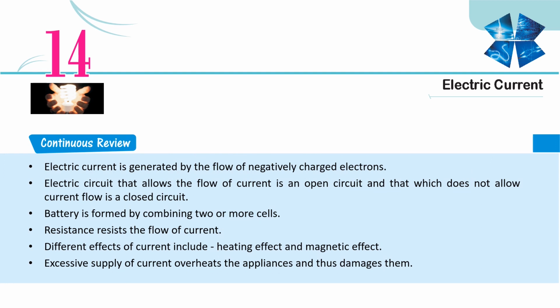Continuous review. Electric current is generated by the flow of negatively charged electrons. Electric circuit that allows the flow of current is a closed circuit, and that which does not allow current flow is an open circuit. Battery is formed by combining two or more cells. Resistance resists the flow of current. Different effects of current include heating effect and magnetic effect. Excessive supply of current overheats the appliances and thus damages them.